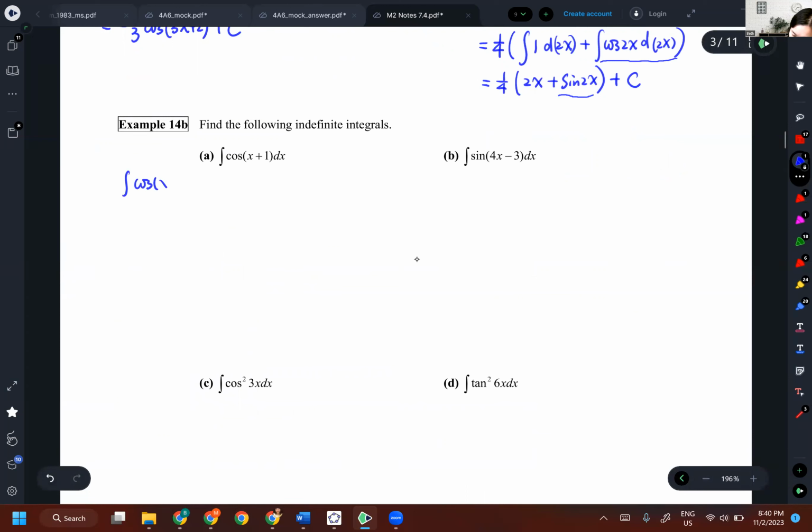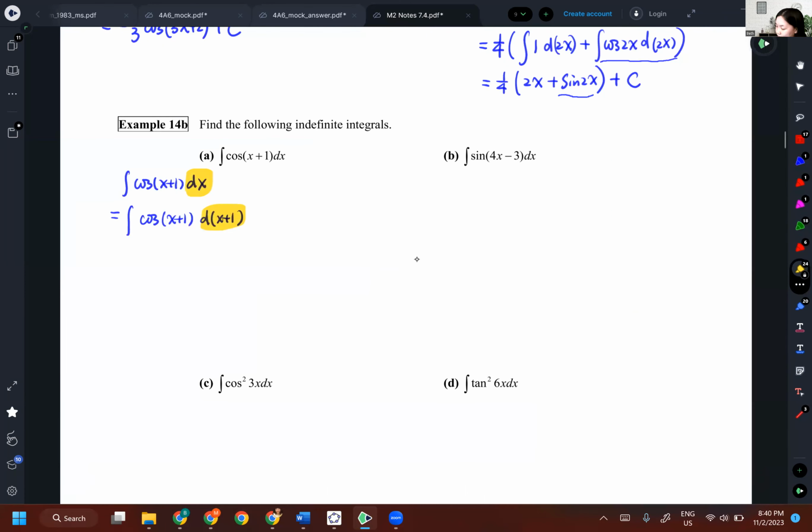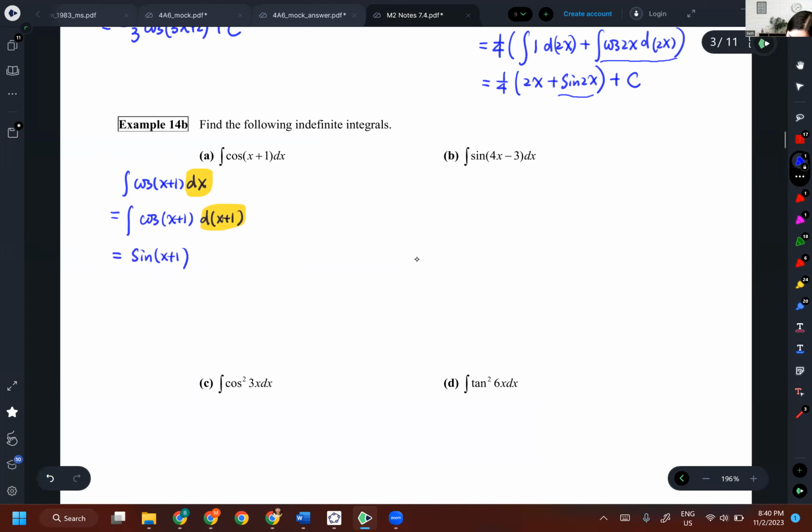Cosine of x plus 1 dx. Change it to cosine of x plus 1 d(x plus 1). Although it's just plus 1, that's actually a change of variable, a substitution. And then it's negative sine. Oh, it's not negative sine, it's sine u plus c.